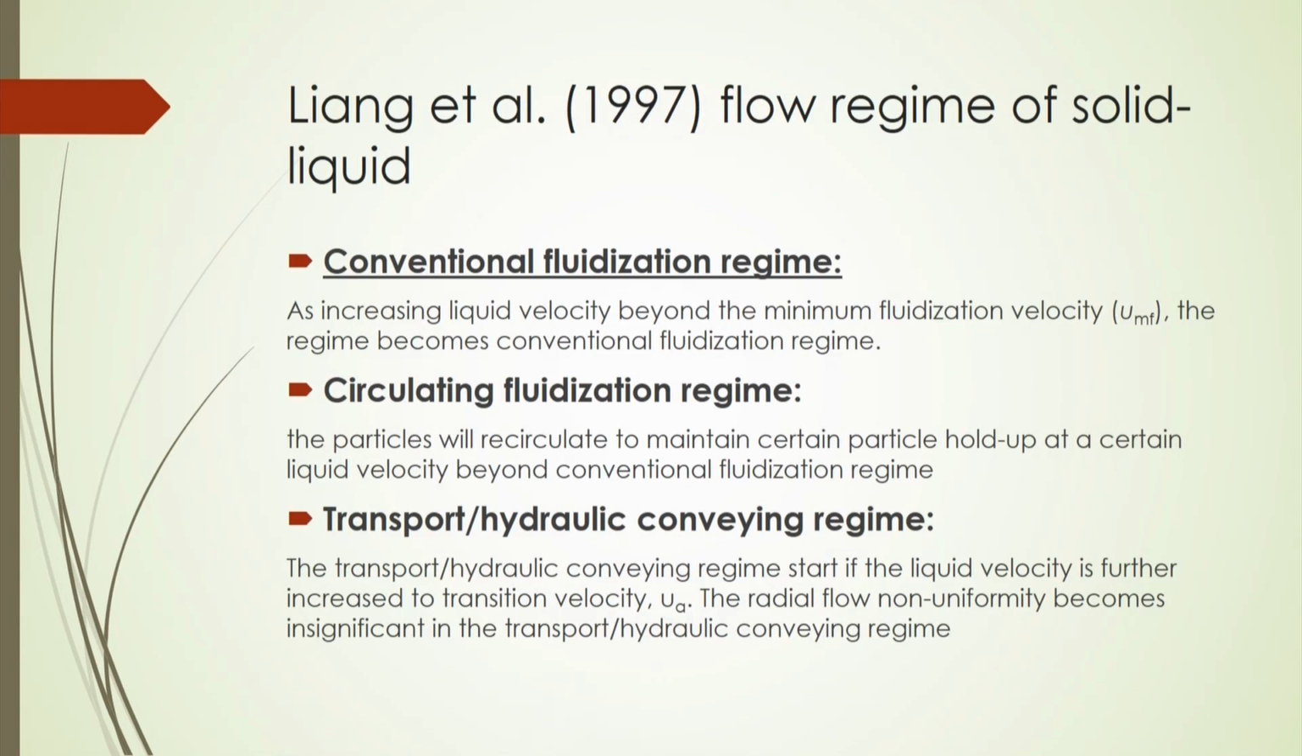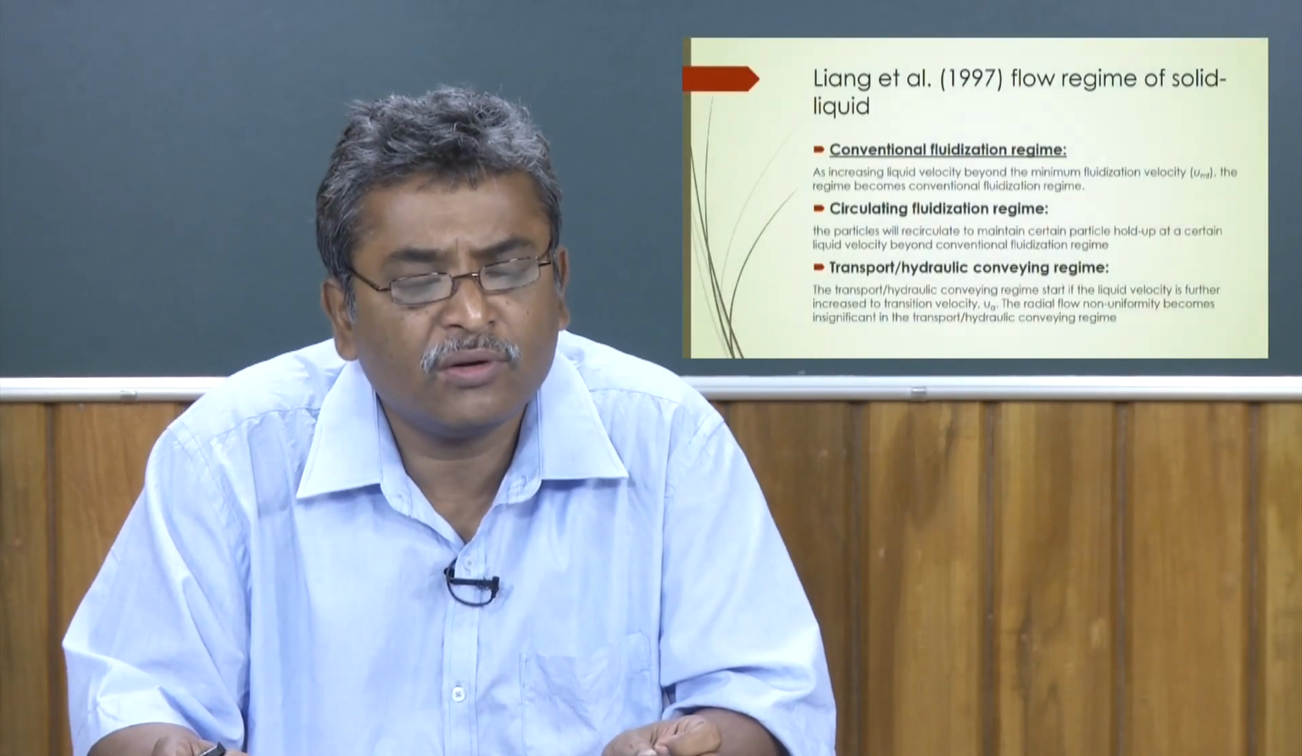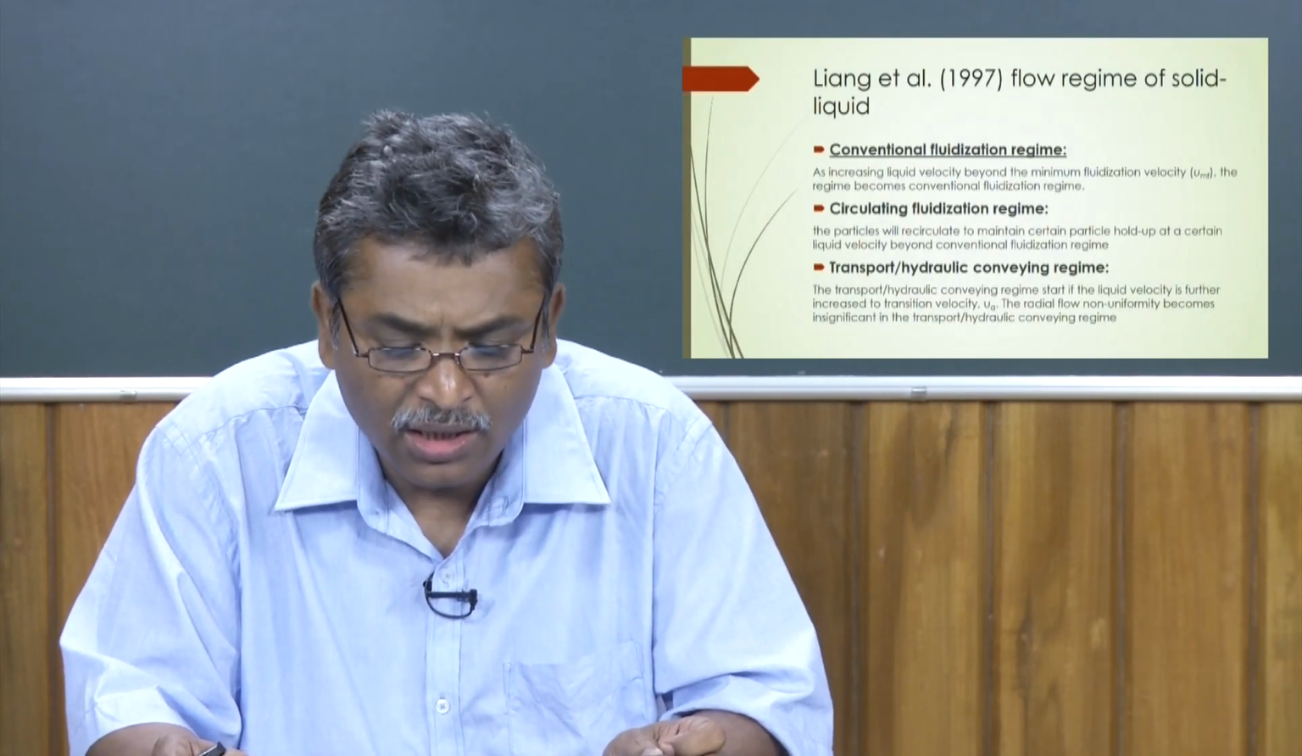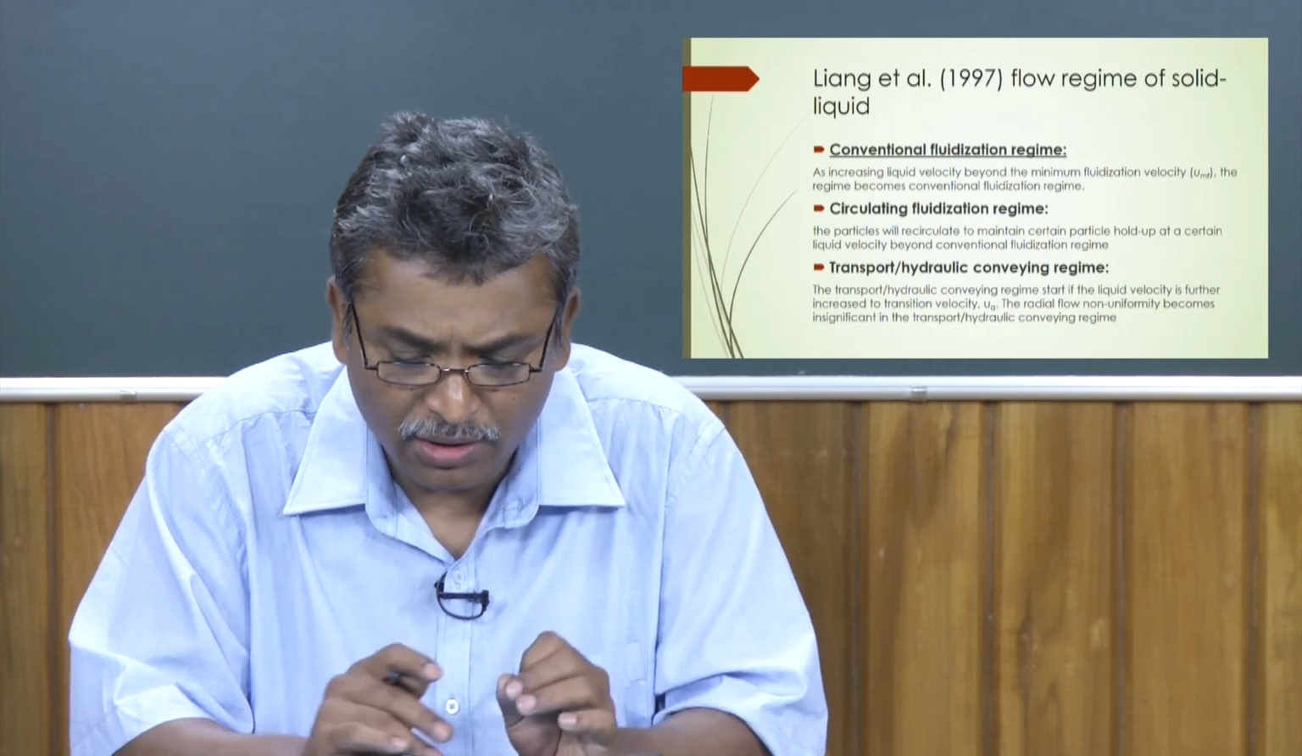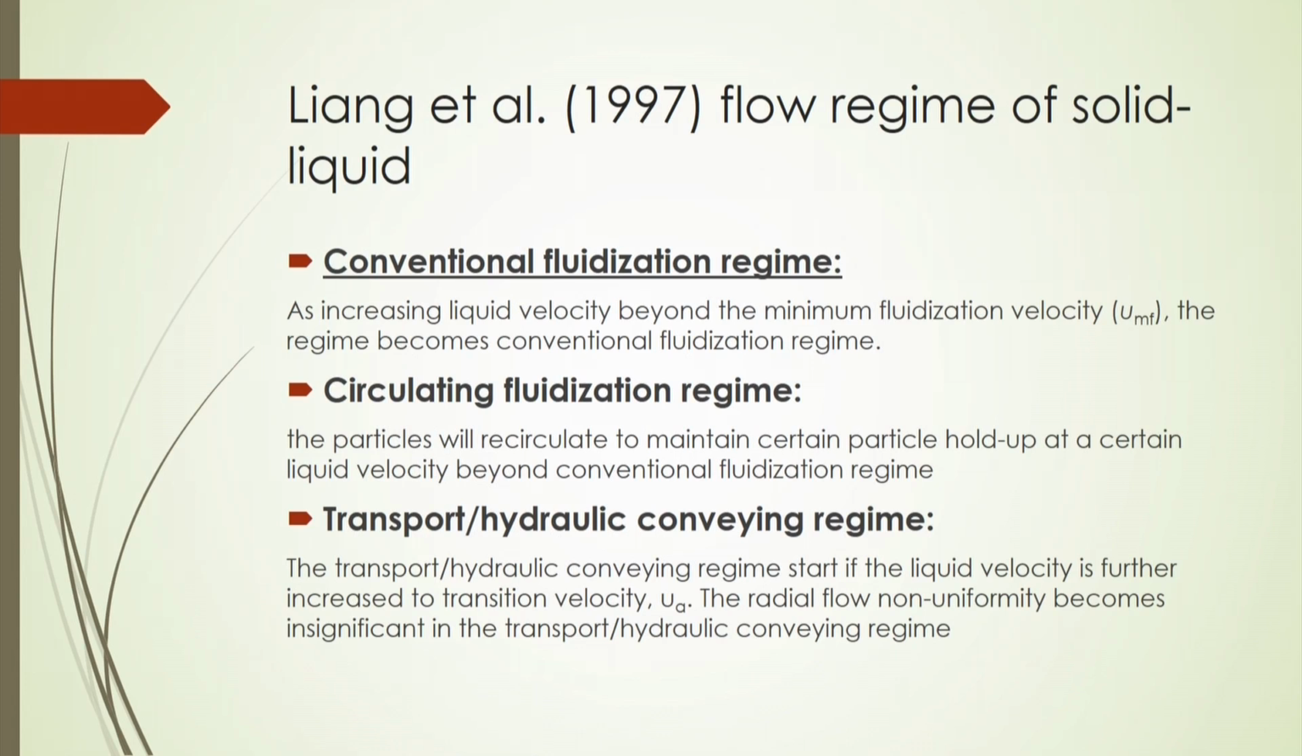Now, Liang et al. in 1997 observed different types of flow regimes in solid-liquid systems. According to them, there is a conventional fluidization regime in the liquid-solid system, and other than the conventional regime, the circulating fluidization regime and even transport or hydraulic conveying regimes are also observed.